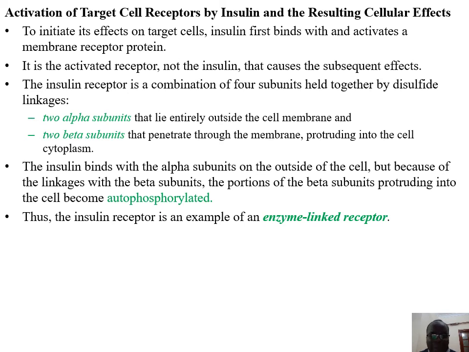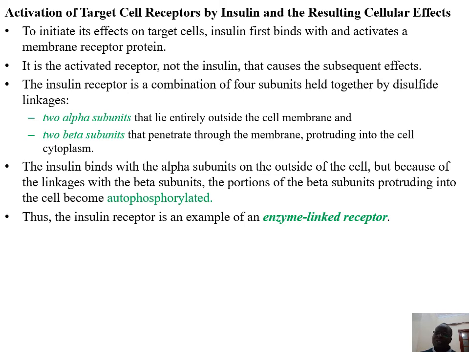So the insulin binds with the alpha subunits on the outside of the cell, but because of the linkages with the beta protein subunits, the portions of the beta subunits protruding into the cell become autophosphorylated. So they will become autophosphorylated when there is interaction between the receptor and the alpha protein subunits. Thus, the insulin receptor is an example of an enzyme-linked receptor.